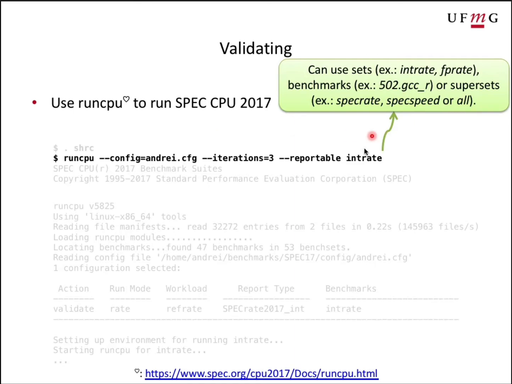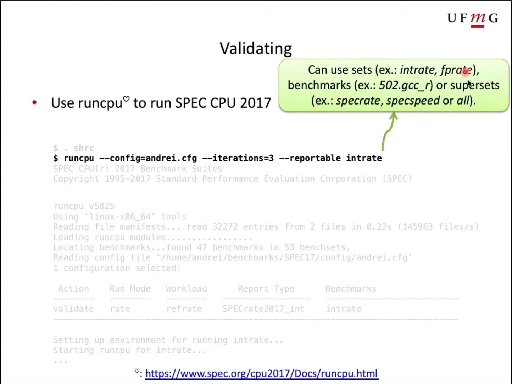And then which benchmark do we want? Remember that we have those 4 categories: int rate, int speed, FP rate, and FP speed. So here we are just selecting a collection of 10 benchmarks. We can also choose other groups like FP rate, or a specific benchmark, in this case like 502 GCC. But if you choose that, it's not reportable anymore. It's only reportable if you at least execute a group.